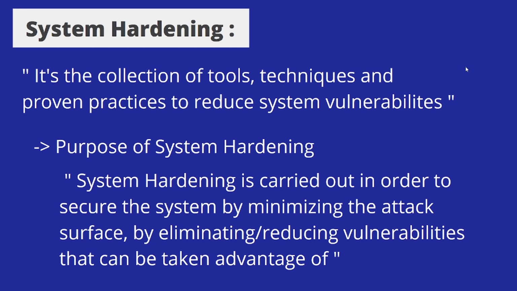Now, system hardening. System hardening is a collection of tools, techniques, and proven practices to reduce system vulnerabilities. Now, what's the purpose of system hardening? System hardening is carried out in order to secure the system by minimizing the attack surface, by eliminating or reducing vulnerabilities that can be taken advantage of. If there are no vulnerabilities, then it gets really difficult for an attacker to come up with a really creative way to hack into the system or network. So system hardening is a vital step in reducing the vulnerabilities.